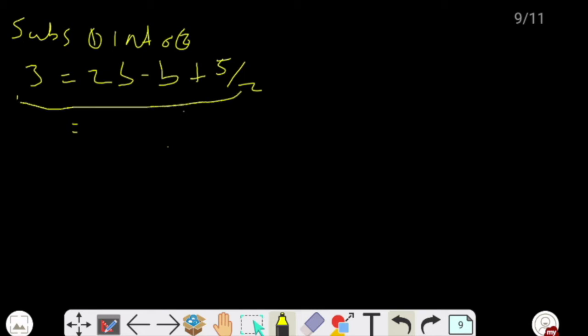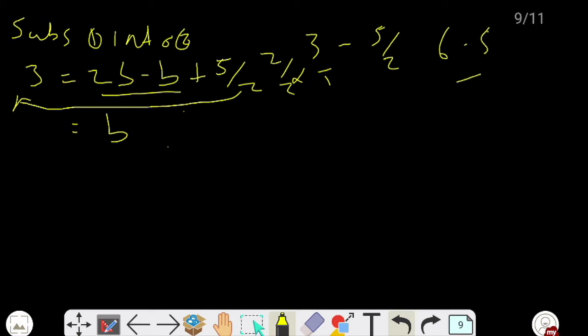We take the 5 over 2 to the other side, and on this side we are left with 2b minus b, which is b. Then 3 minus 5 over 2 is 3 over 1 times 2 over 2, so it's 6 minus 5 over 2, which is a half. So your b will be a half.